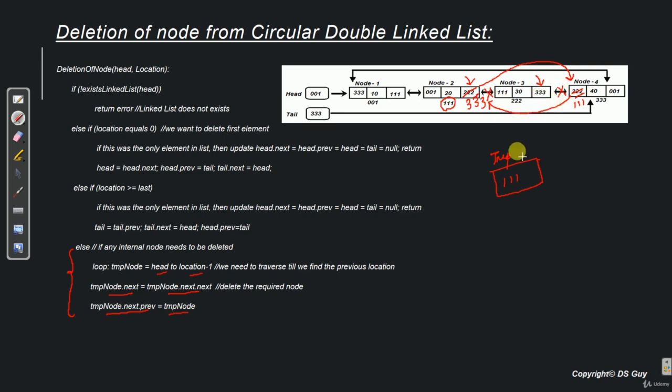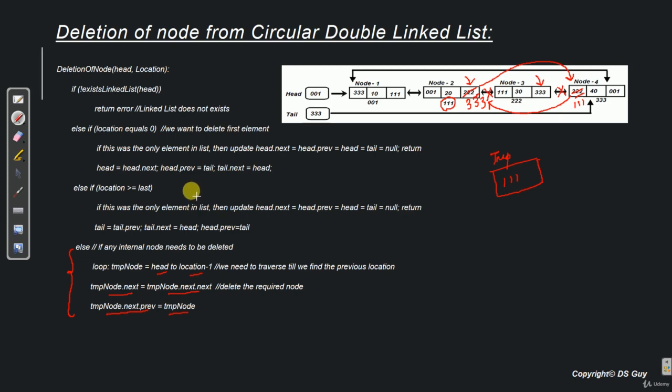So now as we can see, node 3 is not being referenced by any reference variable. So it is eligible for garbage collection and the system will automatically delete it. So this is how we can delete any node from a given circular double linked list. Hope you have understood the entire algorithm.